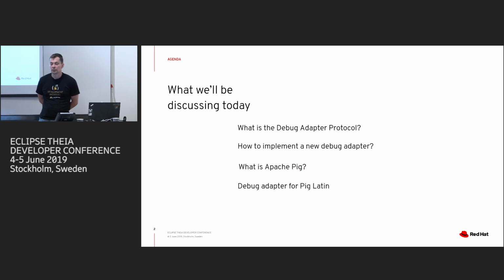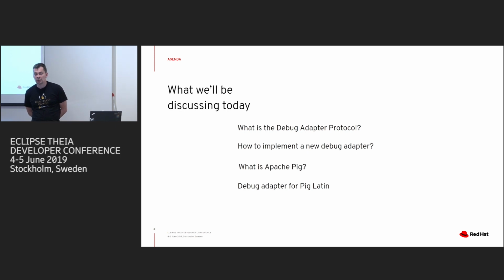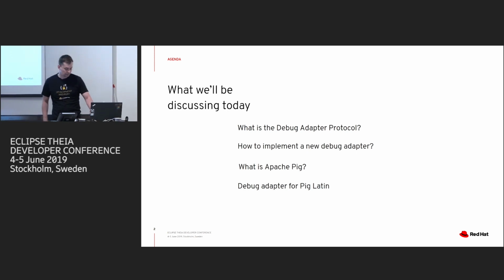So, what will we be discussing today? First of all, I will briefly go through the debug adapter protocol, and explain what it is and why it's necessary. Then I will provide guidelines for adding a new implementation. And finally, I will show a demo using the debug adapter for Pig Latin.